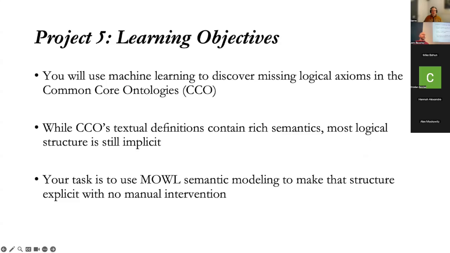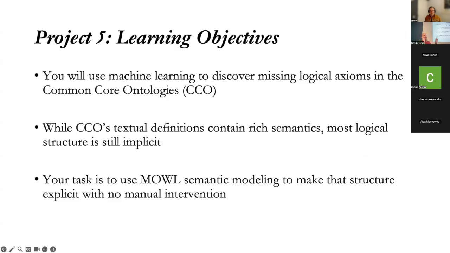All right, I want to tell you about this project. Wow. Project 5. I got some learning objectives here. So you're going to use machine learning to discover missing logical axioms in Common Core Ontologies, specifically in the artifact ontology. Somebody else will do the information artifact ontology. Somebody else will do units of measure. Somebody else will do this, and that.